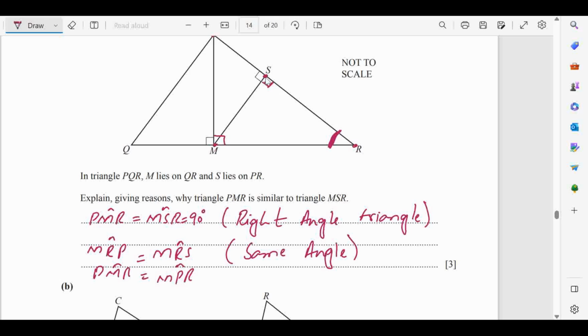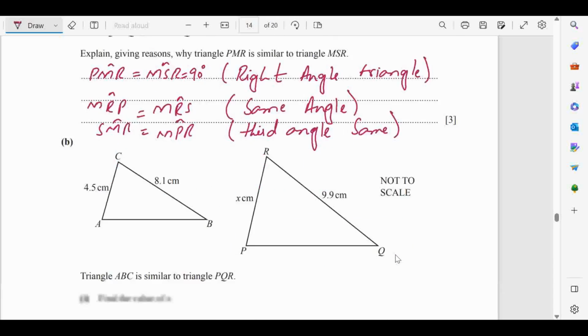Sorry, this must be SMR. SMR means that this angle will be equal to this one. The reason is that when two angles of a triangle are the same, then the third angle will be the same, and hence we can say that these two triangles are similar.